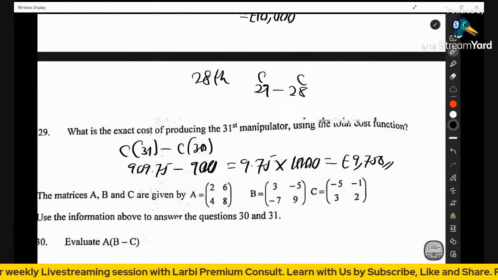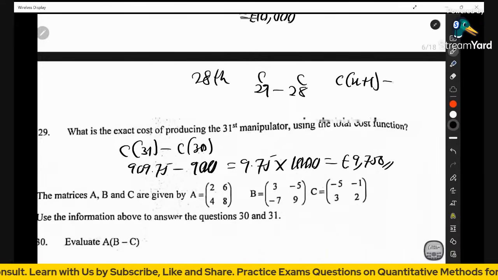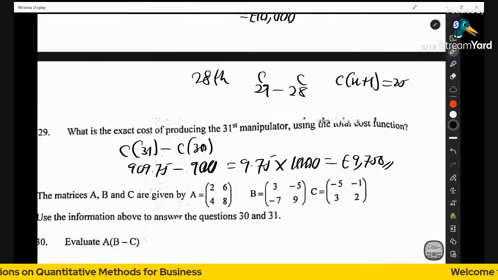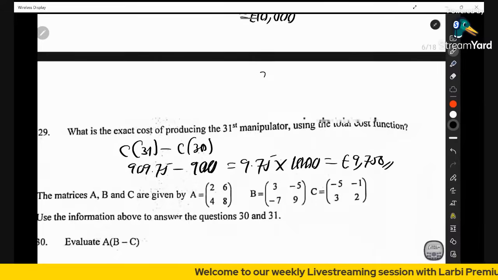But if we were dealing with marginal cost, that should be the cost of our normal production plus one, and that should be equal to that particular level, say 25th or any other position that they're going to give to us. Just use that and you get your value of s, and you substitute into the marginal cost function. So let's take note of that. That becomes how we deal with these kinds of questions.